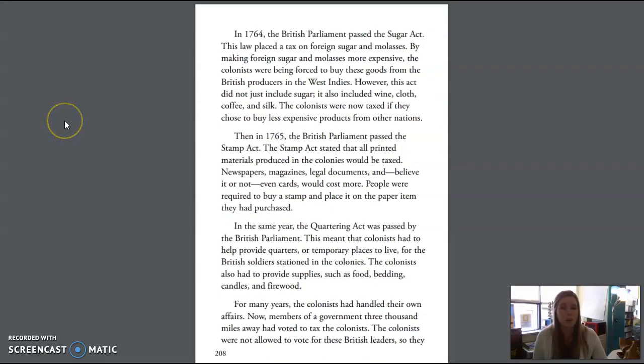In 1764, the British Parliament passed the Sugar Act. This law placed a tax on foreign sugar and molasses. By making foreign sugar and molasses more expensive, the colonists were being forced to buy these goods from the British producers in the West Indies. However, this act did not just include sugar, it also included wine, cloth, coffee, and silk. The colonists were now taxed if they chose to buy less expensive products from other nations.